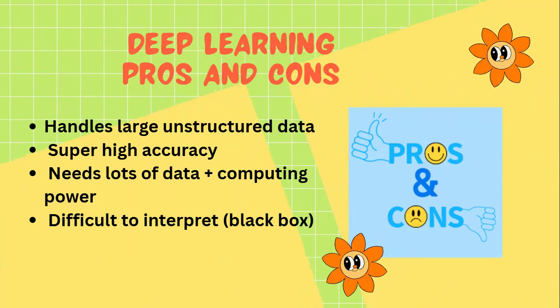Deep learning pros and cons. The simple pro is that it is very accurate. The answers and the outputs are very accurate. Accuracy is very high. It can handle huge amounts of data. It basically excels in images, audio, and video.